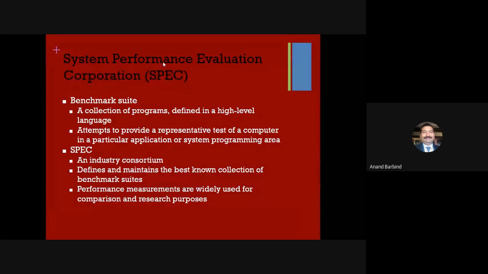SPEC, that is System Performance Evaluation Corporation. This is the organization, popularly called SPEC, and it has given a benchmark suite. This worldwide organization prepared certain programs, and those programs were commonly accepted for measuring the performance.